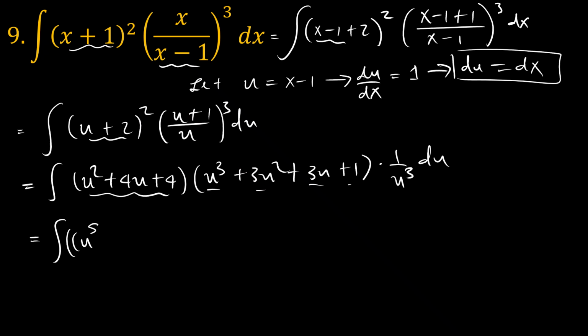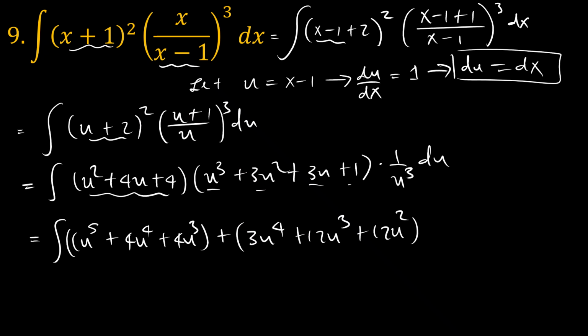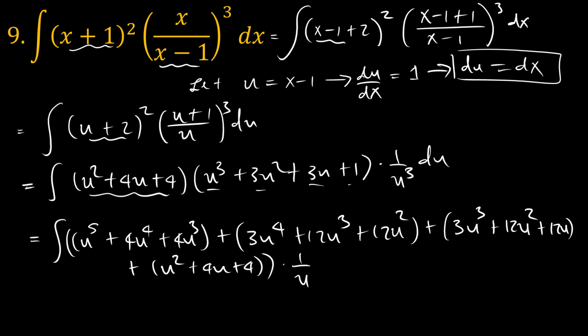So we have u to the 5 plus 4u to the 4 plus 4u cubed, plus 3u to the 4 plus 12u to the 3 plus 12u squared, plus 3u to the 3 plus 12u squared plus 12u, and then we have u squared plus 4u plus 4, close bracket, times 1 over u to the 3.